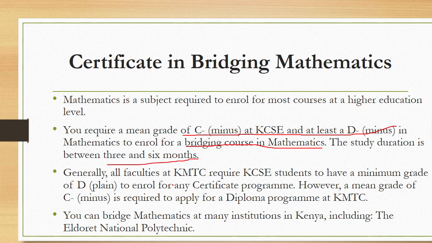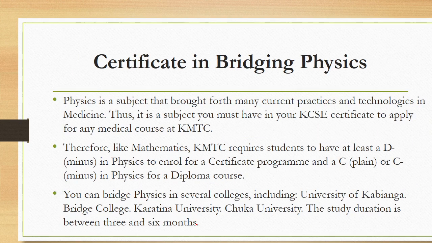Now, generally all faculties at KMTC require a KCSE minimum grade of D plain, right, to enroll for certificate. And of course, you need to have a mean grade of C minus for you to enroll for a diploma program. But they have so far changed this. That's why I'm a bit hesitant. So you need to have a C to pursue a diploma. Now you can bridge this maths course at any institution in Kenya, including Eldoret National Polytechnic, right?